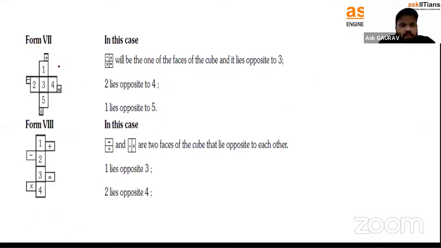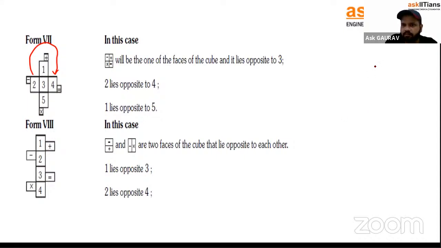Okay. Next form is 7th form, right? Imagine this is your box. This is an open box, right? How will you make it? Okay. The same 3 will be at the bottom. If 3 is at the bottom, then 2 and 4 will be opposite. So 2 and 4 will be the opposite faces. 1 and 5 will be opposite faces, right?